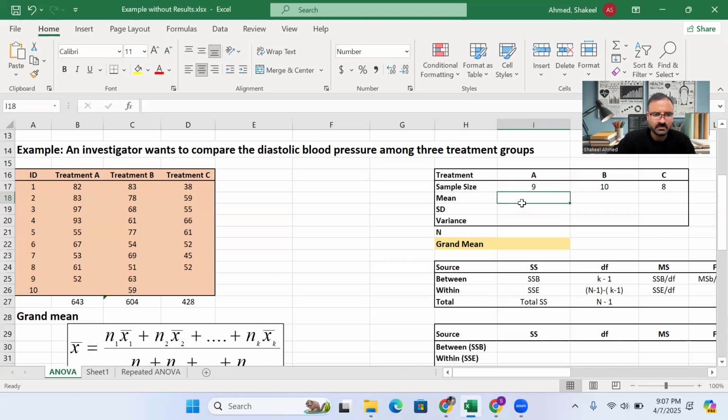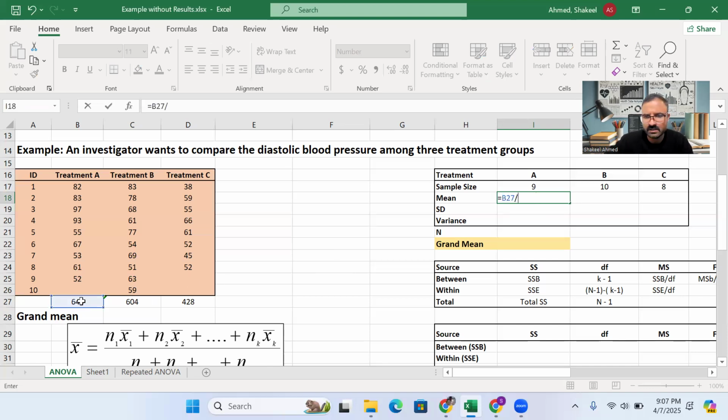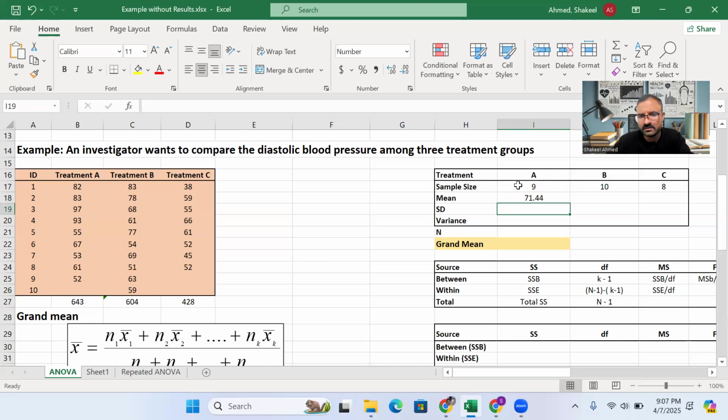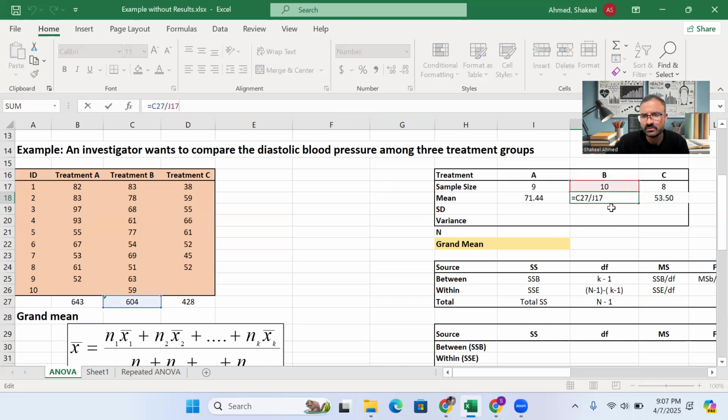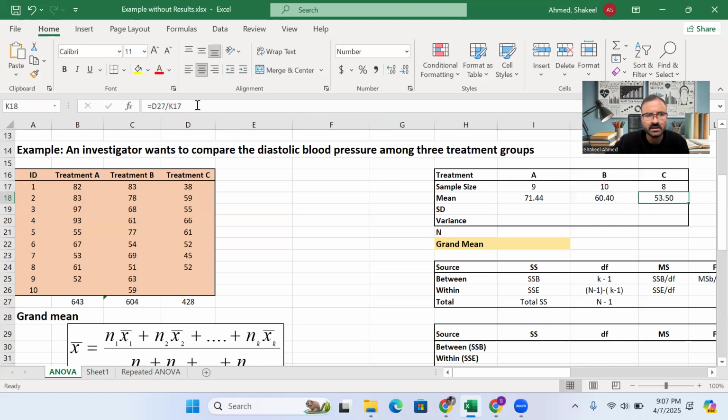And we can find the means, as we already have the totals computed for each group. You can just divide by this number, then just enter, and you can just drag it. You will get the sample mean for group 2 and the sample mean for group 3.